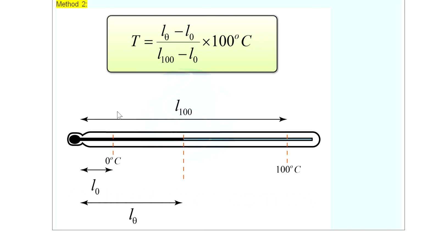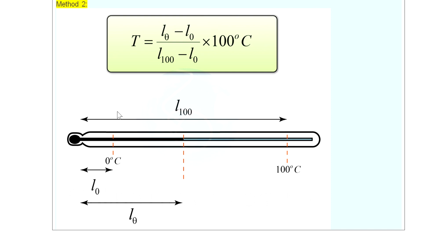Now let's see what L theta is. After inserting the thermometer in pure ice and steam, we will mark these 2 lengths and write them in our notebook in centimeters. L0 equals this and L100 equals this.